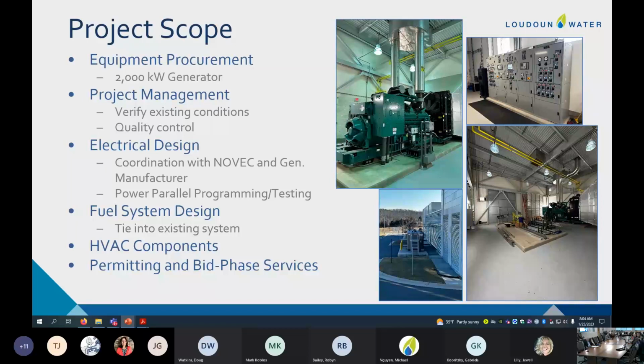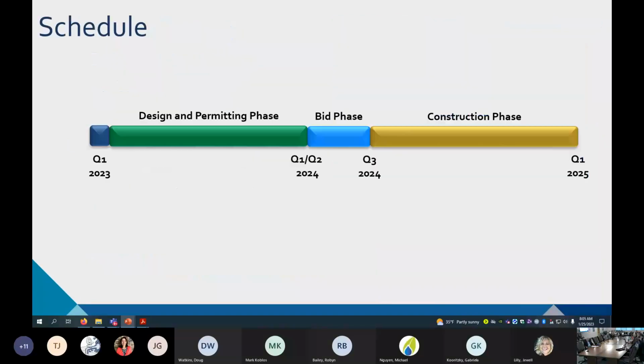Lastly, there's permitting and bid phase services. Permitting, there's a trades permit for the building department, and there's an air pollution permit by the EPA that needs to be coordinated in order for this installation to be acceptable and complete.